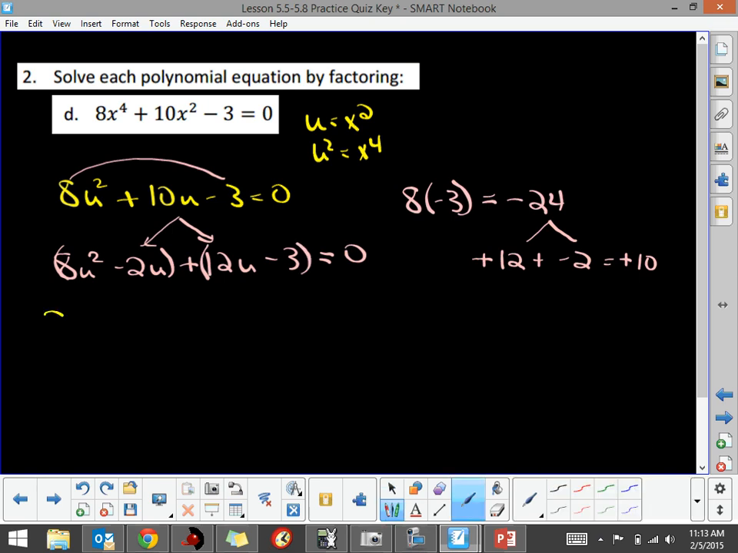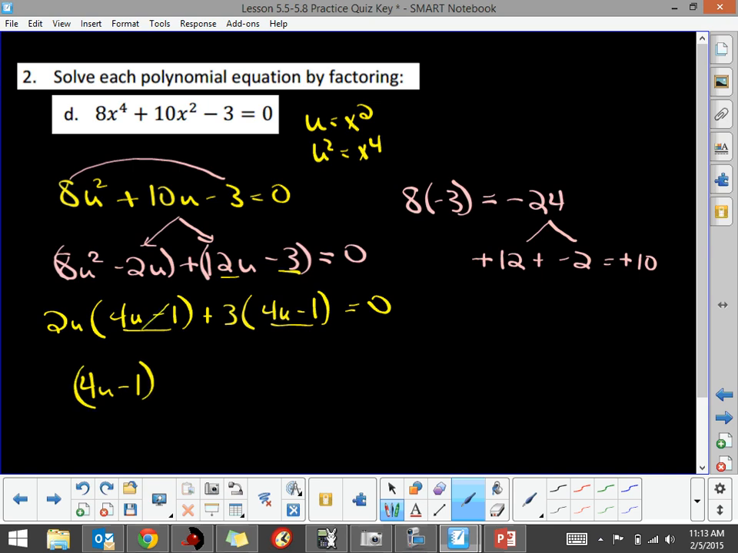Now we can factor out a 2u out of the first group. That'll be a 4u minus a 1. Then I will factor out a common factor of 3 out of each of these, so factor out a 3. And we're going to have a 4u minus 1. And that's exactly what we wanted to see whenever we factor by grouping. We want one of those factors to be the same. I'm going to factor those two out of our term, so that's 2u plus 3 equals 0.